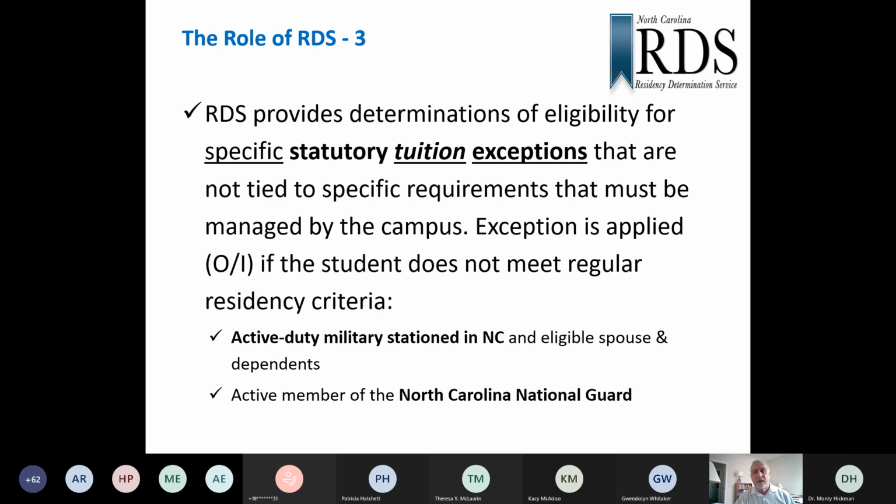They're claiming another state as their permanent home, but they're here on active duty, or a National Guard member that just moved here. In those cases, they could qualify for an exception for tuition, but not for residency.